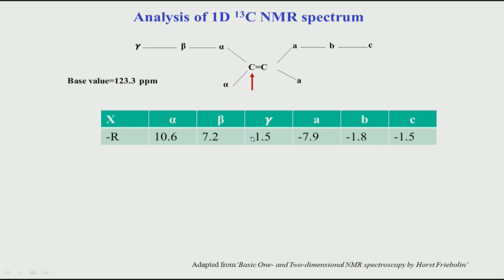We can do this also for this kind of a system, again taken from this book. You get more exhaustive tables. I am only limiting it to a few functional groups, because this is only for illustration.